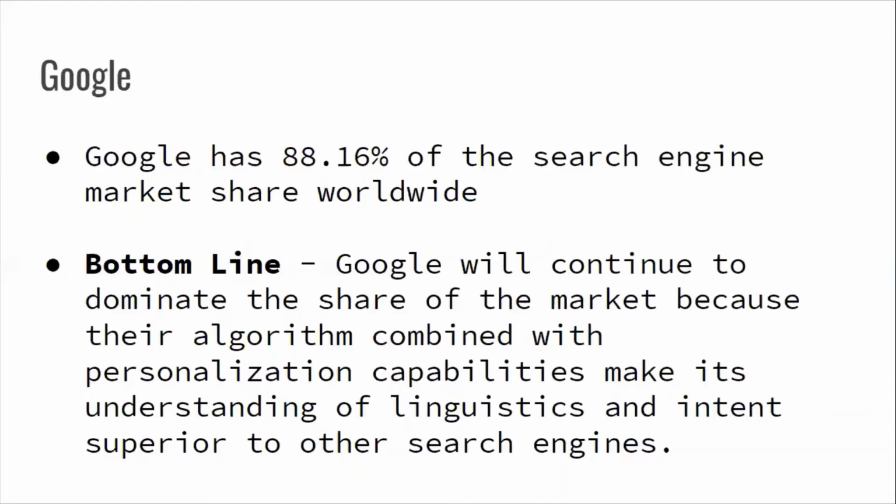Google is the lion in the search engine market. It has 88.16% of the market share, and it will probably continue to dominate because the algorithm combined with the personalization capabilities make its understanding of what you put into your search bar, and your intent, superior to other search engines. But that personalization comes at a privacy cost, wouldn't you say, Tim?